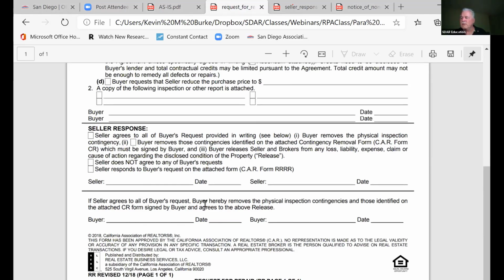So, and I think this is poorly written. Sorry, guys. If the seller agrees to all the buyer's requests, then the buyer removes it. But if the seller says, no, I'm not going to do anything, the buyer can still accept it, right? So there's the checkbox that says that.